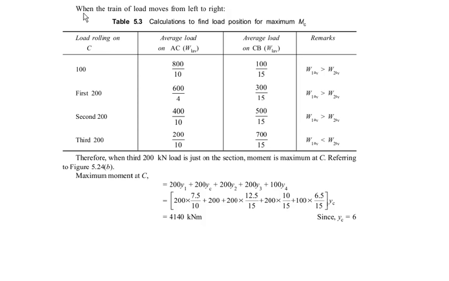So this is the table when the train of loads move from left to right. Calculations to find load position for maximum moment at C. So we know the first column, load rolling on C. So when the first load, this 100 kilonewton load has crossed the section C, the average load on AC will be remaining all the loads, add all the loads, divide by the length of the portion AC.